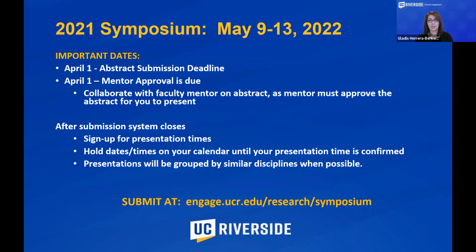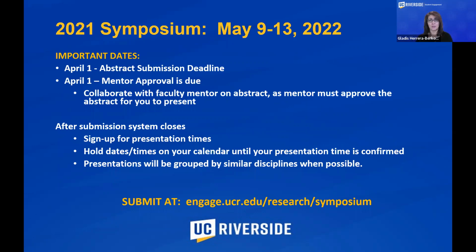Immediately after you submit your abstract, your faculty mentor will get an email so that they can review that abstract and have the choice of either approving the abstract, not approving it, or holding it for revisions. It is really important that you submit your abstract as early as possible so that you can give your faculty member time to make those decisions, particularly if they're going to hold it for revisions. So again, get your submission in as early as possible and work with your faculty member so that there are no delays upon your submission.